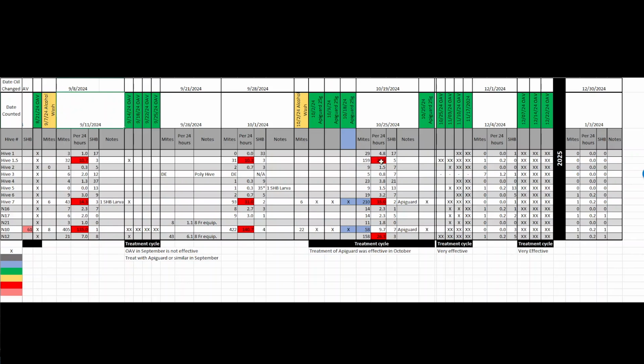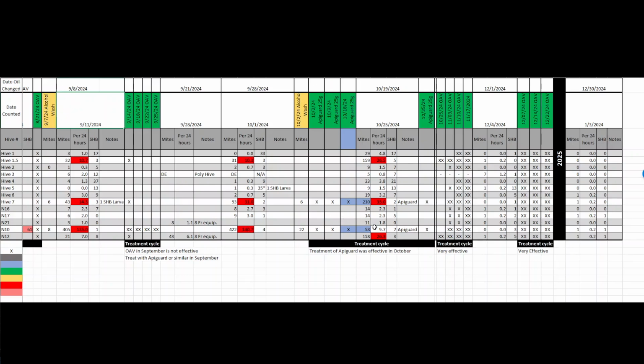So that to me is very effective. But we did have one that was 26.2, so this one went from the beginning of the month to just a few weeks later, went up to 26. It more than doubled the drop per day. This one kind of stayed about the same, but again, this one was affected by that last treatment, and this was a natural drop. So I really think that had a lot more time for the Apigard to actually do some of the killing and not just them falling off.